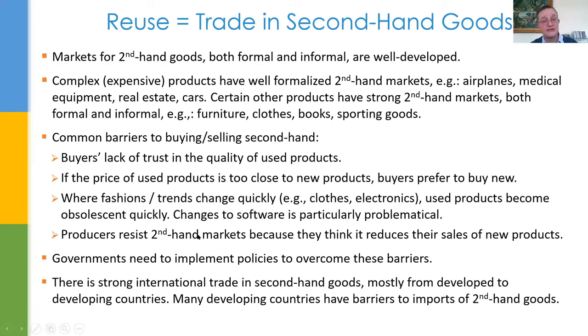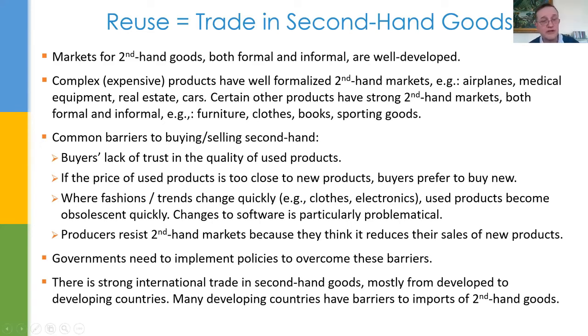On the selling side, producers resist second-hand markets because they fear that it will reduce their sales of new products, which is not necessarily the case, because you can actually have two different market segments. You can have one market segment where you can sell new very easily, and then another market segment where you can sell secondhand very easily. So basically, if we want to encourage reuse, governments are going to need to implement policies to overcome all of these barriers and any others that there may be.